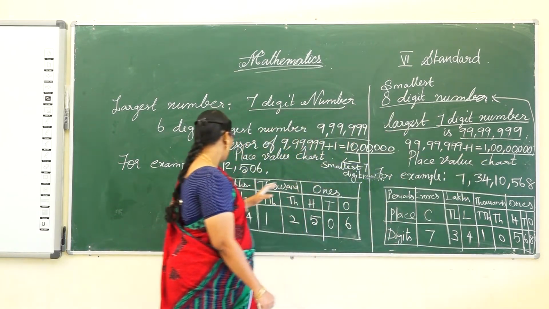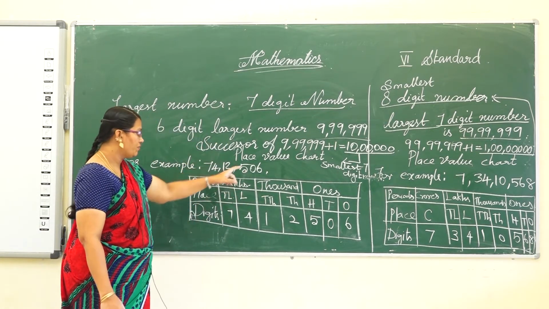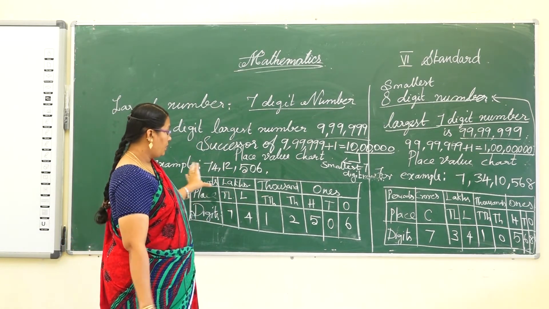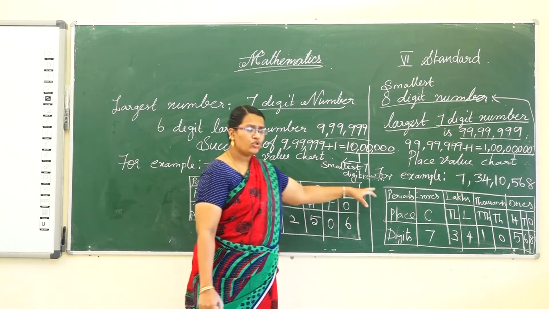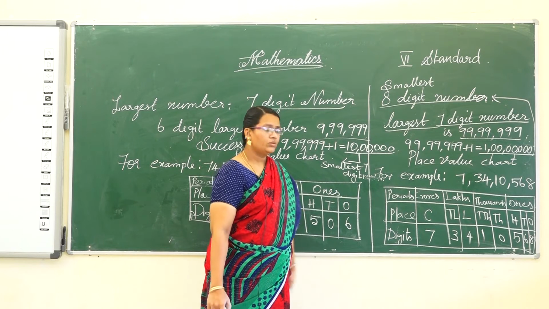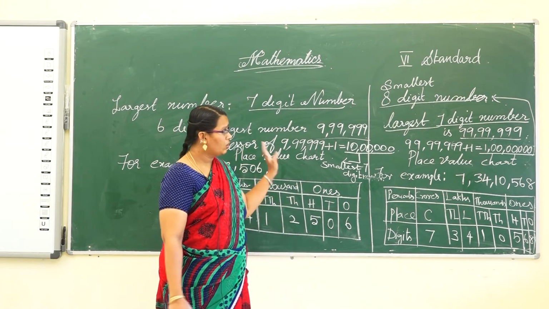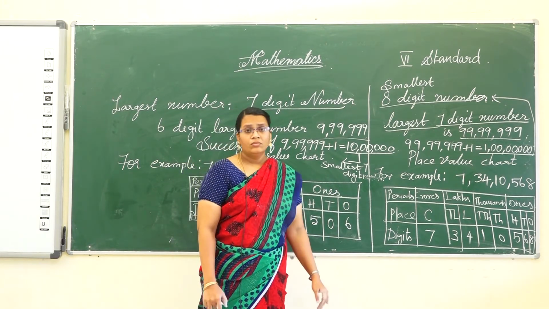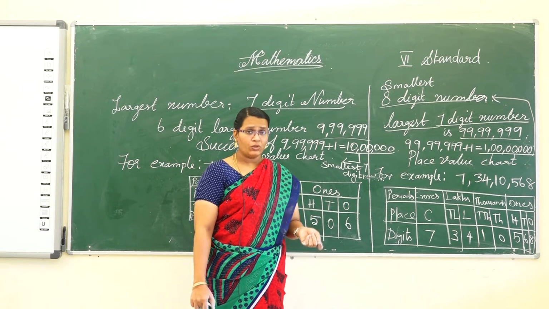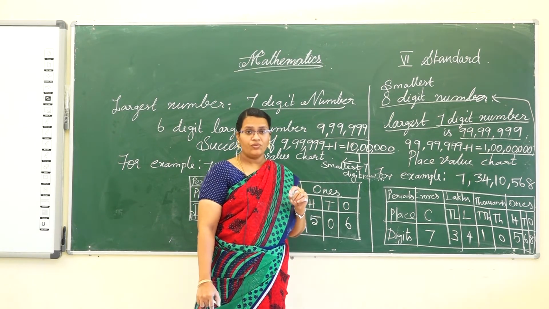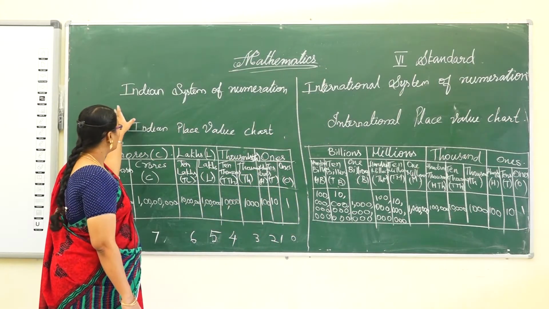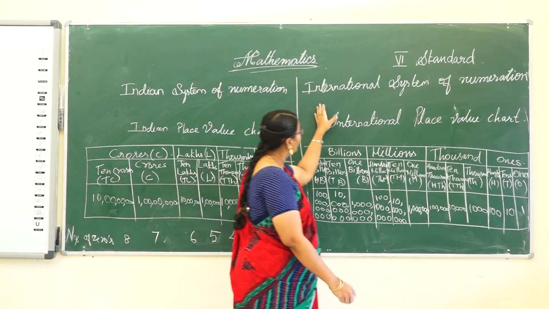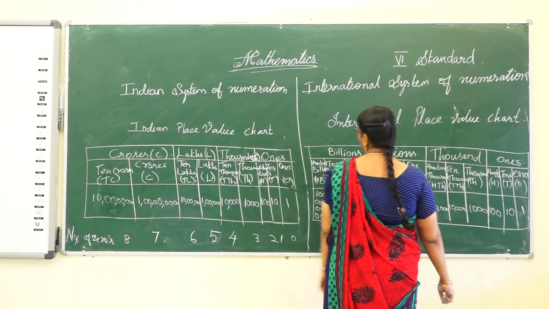Okay. I hope you all understand the concept of the place value chart for lakhs and the place value chart for crores. Now we will see another concept: the Indian system of numeration and the international system of numeration.